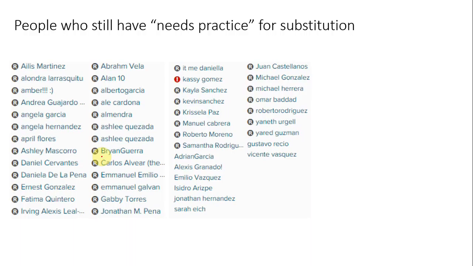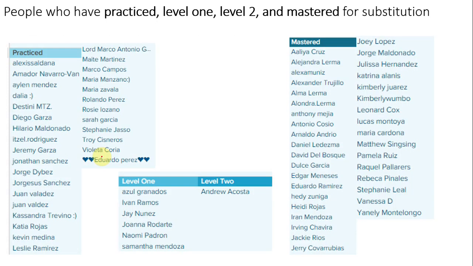These are the people who still have needs practice for substitution. These are the people who have practiced level 1, level 2, and mastered for substitution. And if you are at this grade tomorrow, you would have a 70, 80, 90, 100. If you have needs practice tomorrow, you will have a permanent 30 in the grade book, so make sure that you do everything you need to do tonight to get yourself to where you want to be. I'll be here after school if you need any help or if you would like to stay after to work on the objectives.